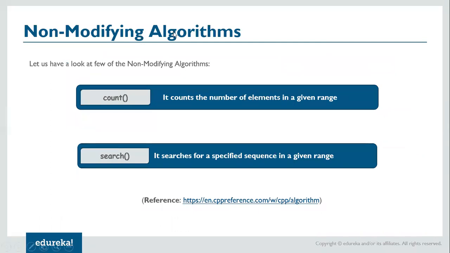So first, non-modifying algorithms. Let us have a look at a few of the non-modifying algorithms. One of them can be count, one can be search. What count does is it counts the number of elements in a given range. For example, you have a container and you might want to find out the number of elements, right? So it will give you that count. The search one will search for the specified sequence in a given range. So basically these are some of the non-modifying algorithms, meaning they do not modify the underlying container in which the elements are stored.